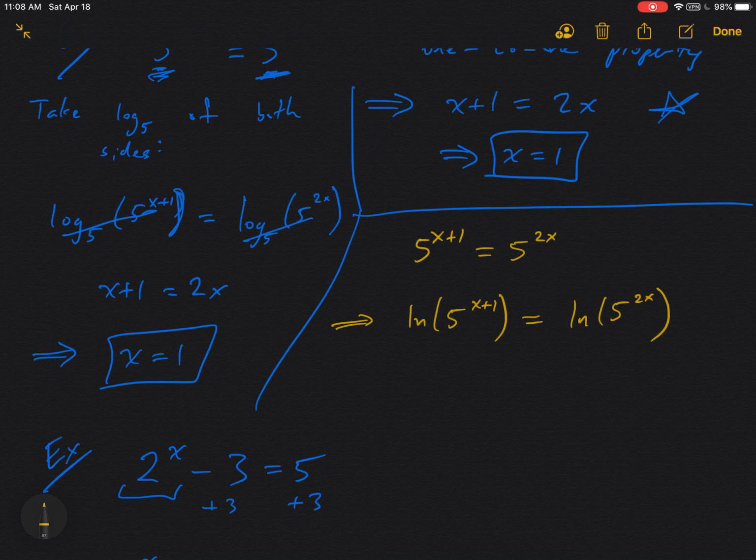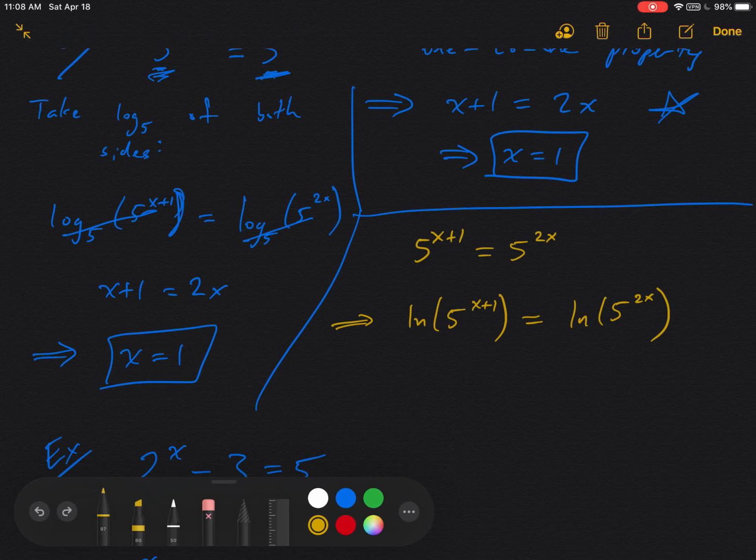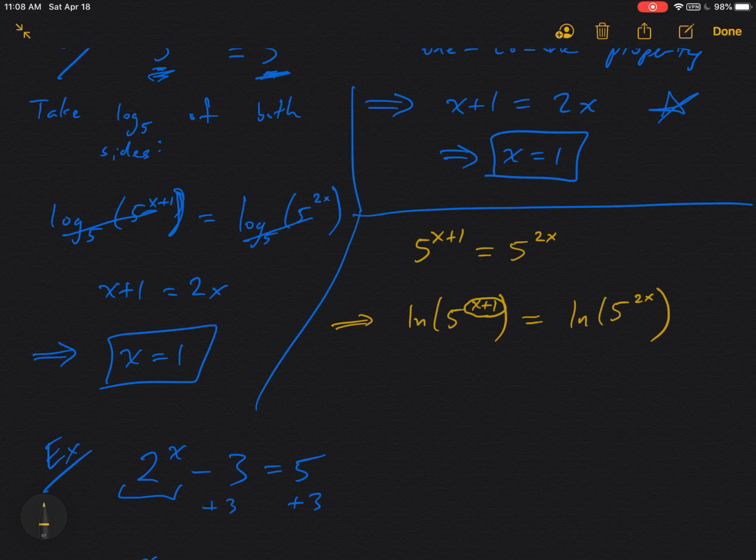It might seem a little weird though, because ln and 5 to the whatever power, these are not inverse functions. So I can't just cancel them. However, what I can do is I can apply the power rule that we just talked about. So remember, the power rule allows you to take a power and set it on the outside of a logarithm. And I'll do that to both sides. So on the left side, I would get that x plus 1 times ln of 5 is equal to, if I bring down the power on the right side, it would be a 2x times an ln 5.